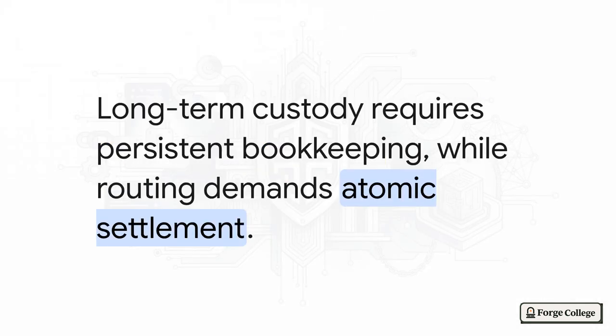Here are the trade-offs. Long-term custody means you have to pay the persistence costs. It requires explicit mapping structures and explicit reclamation paths because somebody eventually has to get that inventory back. Routing, on the other hand, means you manage a lot less state, which is great, but you have a much higher surface area for transfer failures. If a transfer fails mid-route, you need strict atomic settlement and pull semantics to revert the whole thing safely.